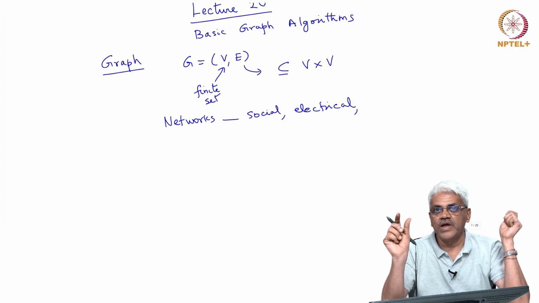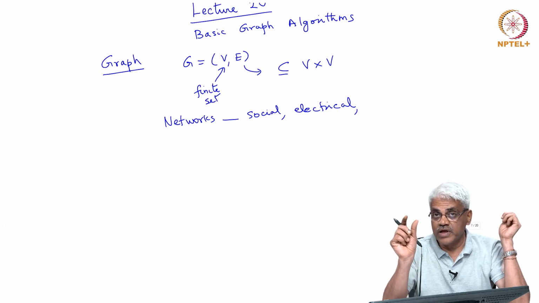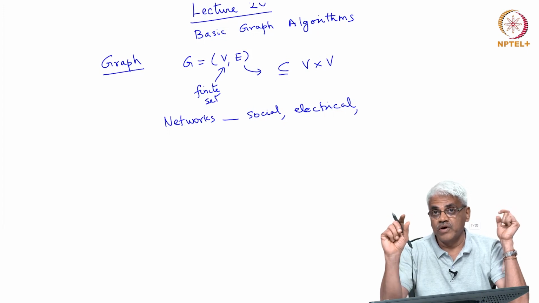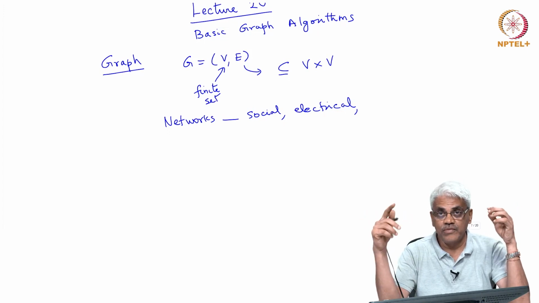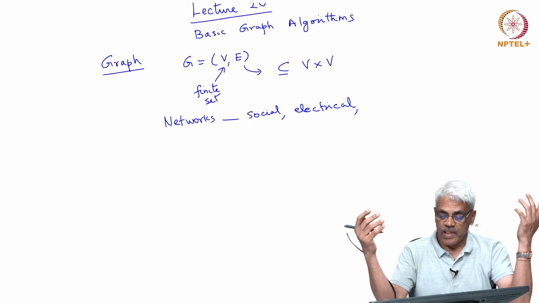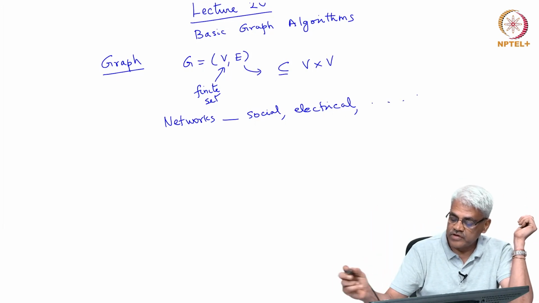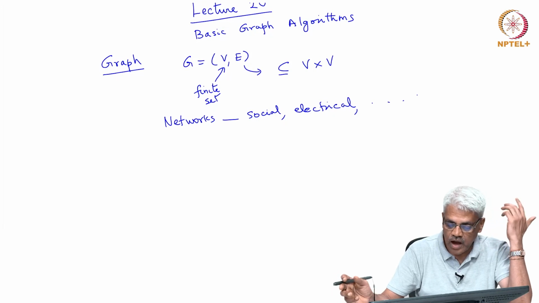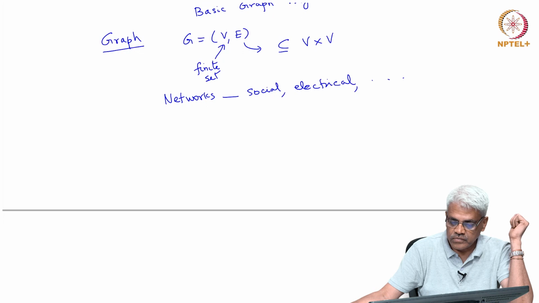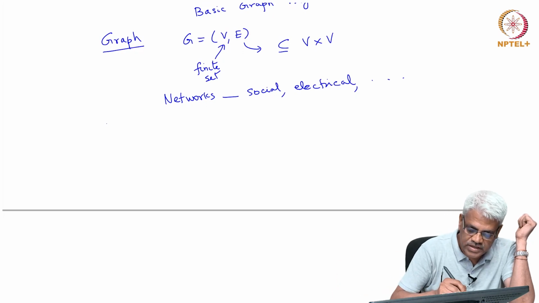Now this pair may be oriented, which means that the ordered pair A comma B may be different from B comma A, because that means that there is a direction in the edge. It's a directed graph. Okay, so graphs appear at multiple places, and how you represent a graph is something very fundamental.